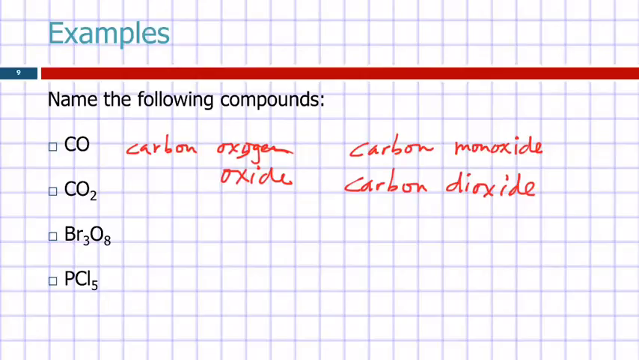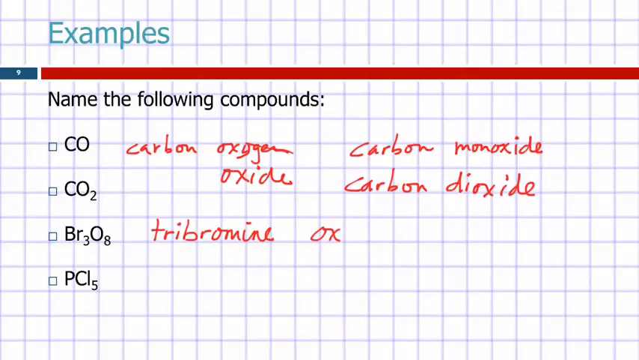Any questions yet? How about Br3O8? What are the 2 elements in there? Bromine and oxygen. So this time the first element, there's more than 1. There's 3 of them. What's the prefix meaning 3? Tri. So tribromine, the first one is just the element name with a prefix, and then the prefix for 8 is octa. And here we have that prefix octa and an oxide, and so we're going to drop the A.